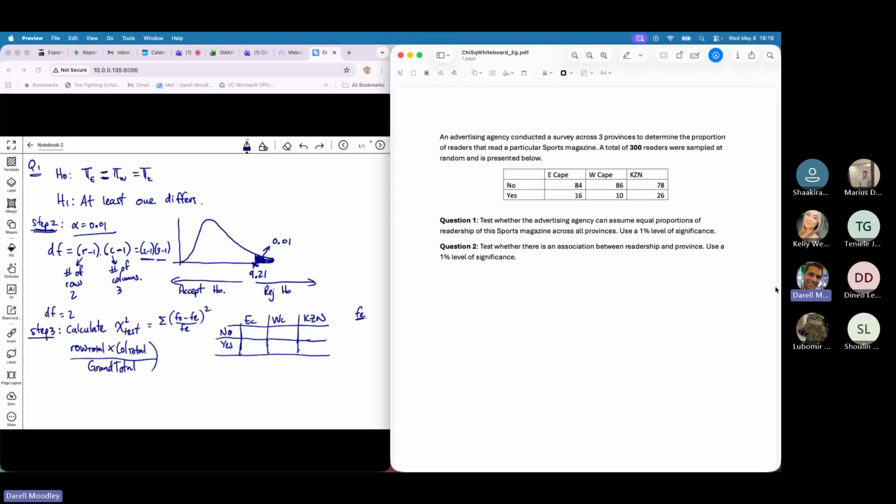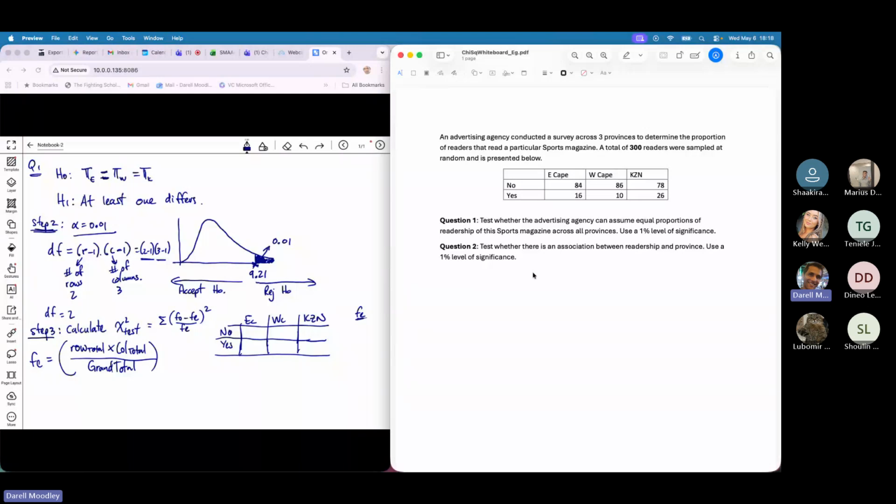All right, this formula you need to memorize. This is how you work out your FE values. I'll explain to you how to use it. It's very simple to use, but you just need to memorize it. In this formula, you've got row total, column total, and the grand total.